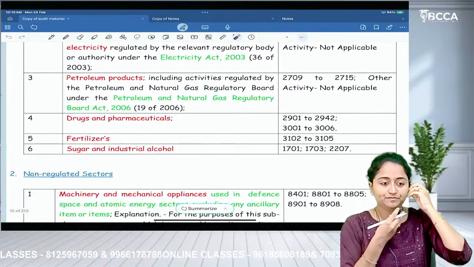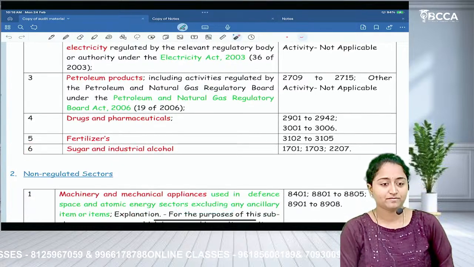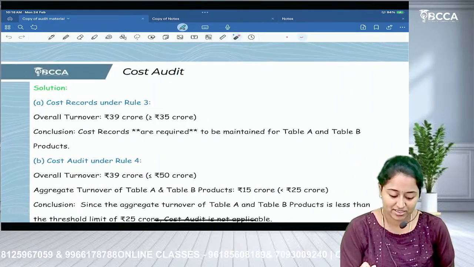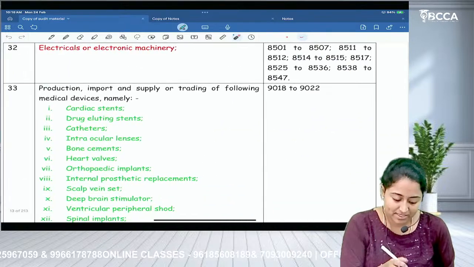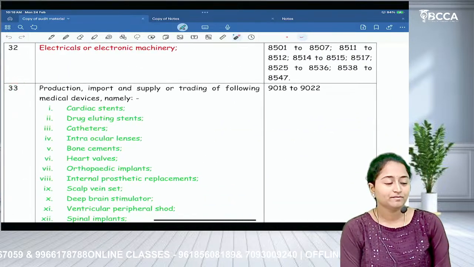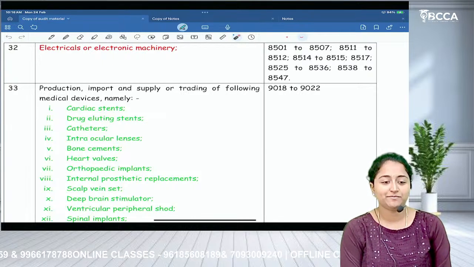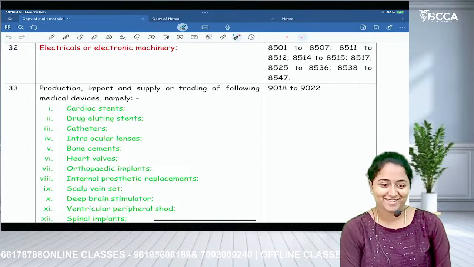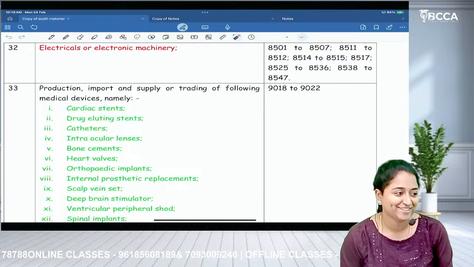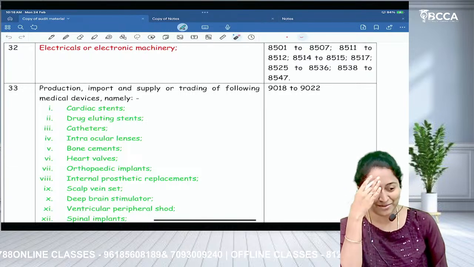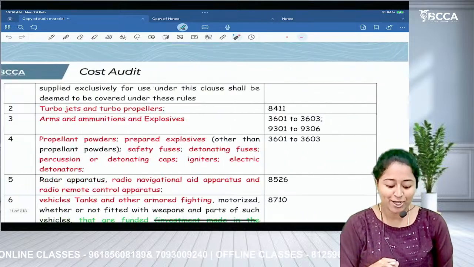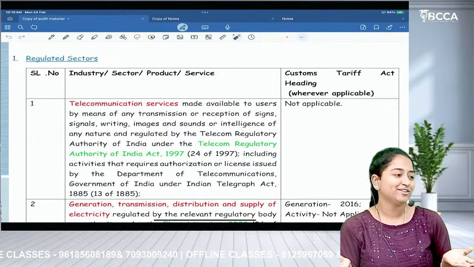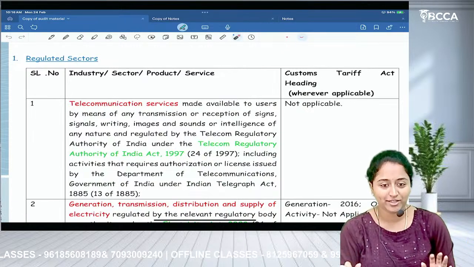The regulated sectors table is only categorized into 6. The non-regulated sectors table is given till 33, I guess. Yes, 33. Okay. Now, the major question: Ma'am, do we have to remember both the tables? The answer is yes. You have to remember whatever is given under this particular table. If not, I'll not give that in your books, right? So this is important. You have to remember.